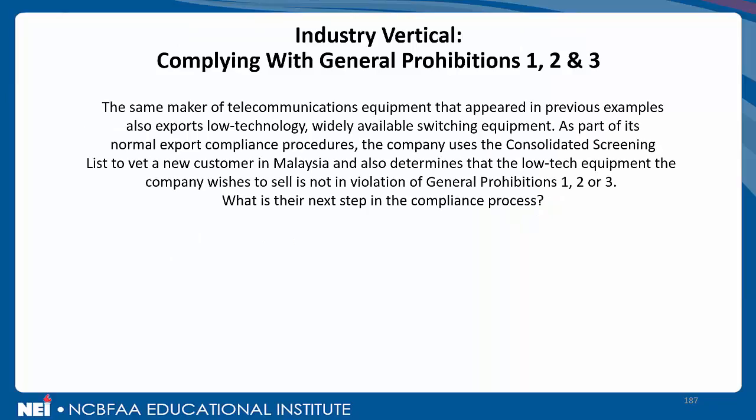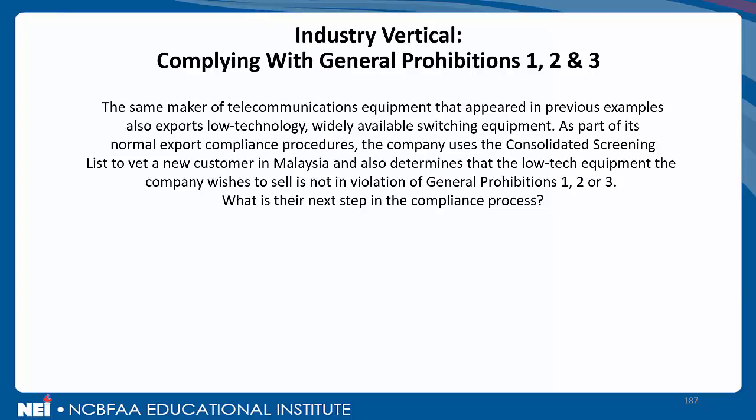All right, let's take a look at an industry vertical that helps to illustrate compliance with General Prohibitions 1, 2, and 3. We as an exporter have to check and make sure that we are not in violation in any way of General Prohibitions 1, 2, or 3. We also have to make sure we're not in violation of Prohibitions 4 through 10, but we'll get to those in just a little bit. So we're going to be using as an example that same maker of telecom equipment that appeared in our previous examples, the 5A001 example. This particular company also exports low technology, widely available switching equipment for that telecom industry. Emphasis on low tech, widely available.